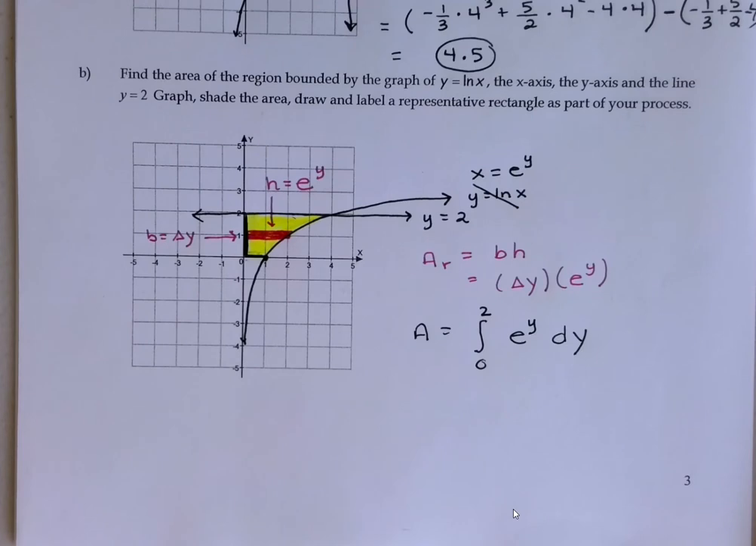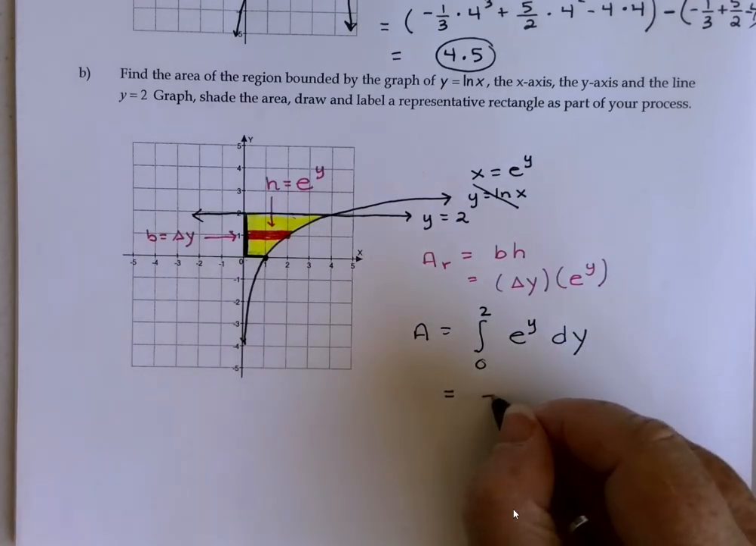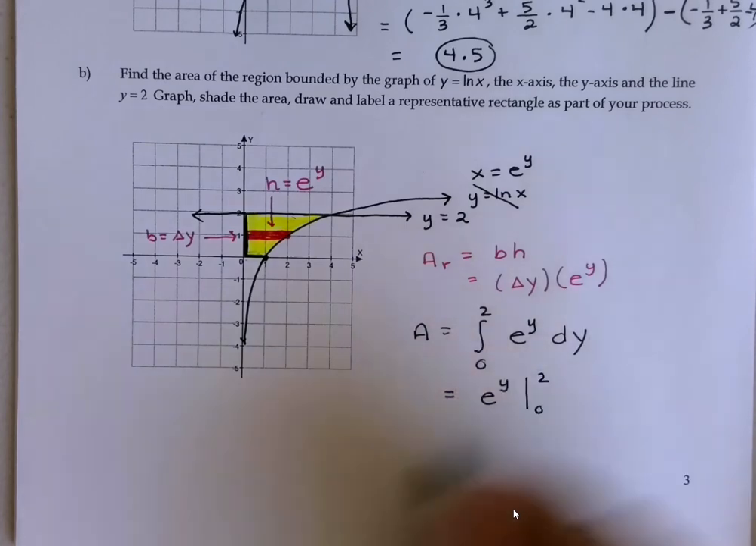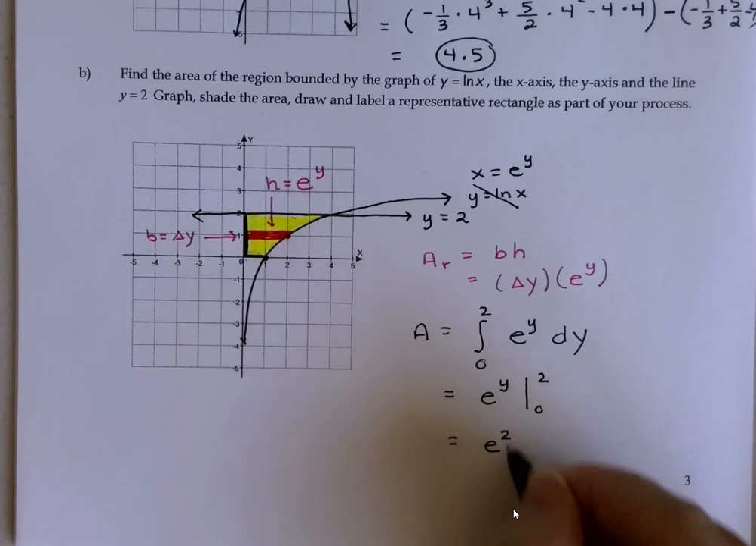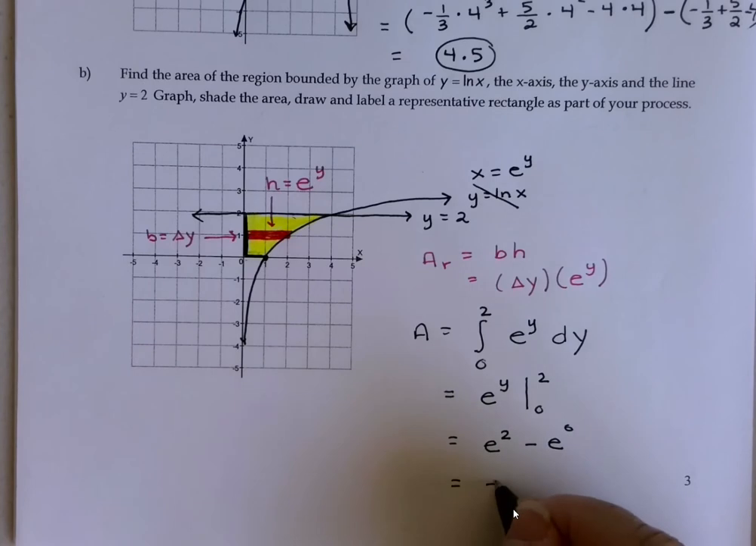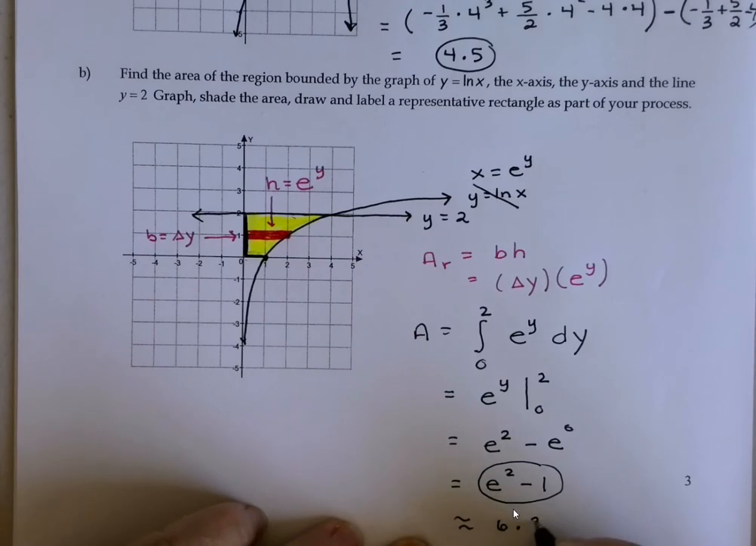And so there's the integral that represents that area. Doing the antiderivative of e to the y, it's just e to the y. And that gets evaluated from 0 to 2. So I have e squared minus e to the 0, or e squared minus 1. That would be an exact value. Of course, you could plug e squared minus 1 in your calculator to get a decimal approximation of about 6.389.